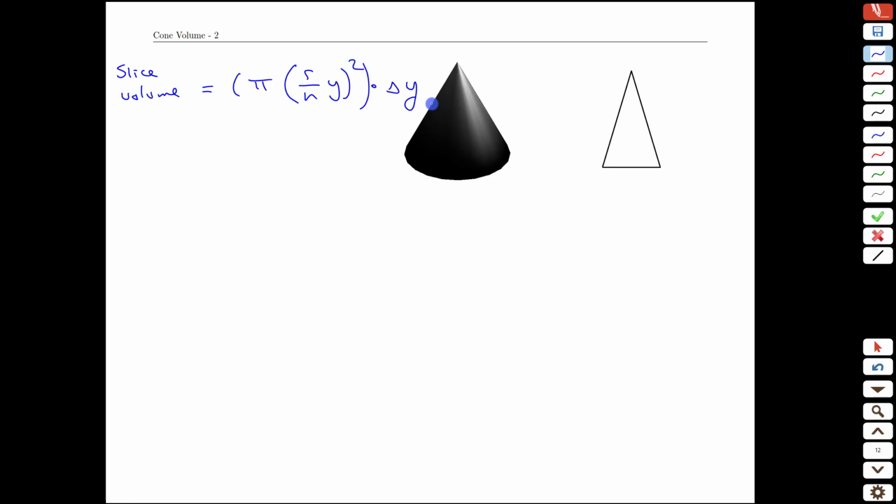So with this formula for the slice volume, what we then need to do is imagine adding up all the slices, and we'll go straight to the integral. The total volume is going to be what we get if we add up all the slices from the top to the bottom. We'll get there in a moment, but of literally this formula, r over h times y all squared, and the conversion factor is the delta y turns into a dy.